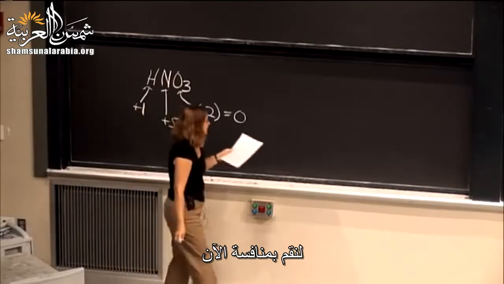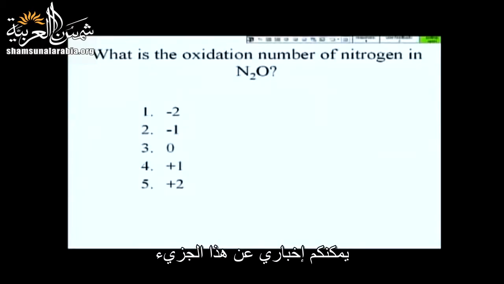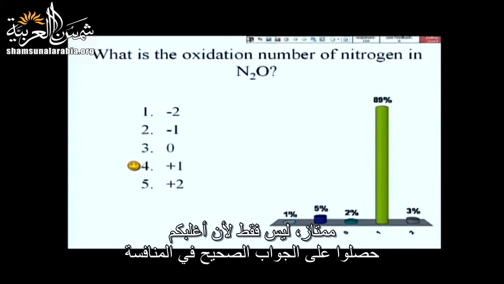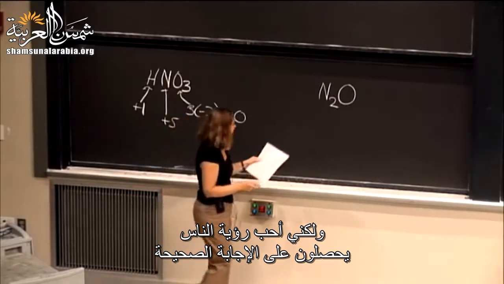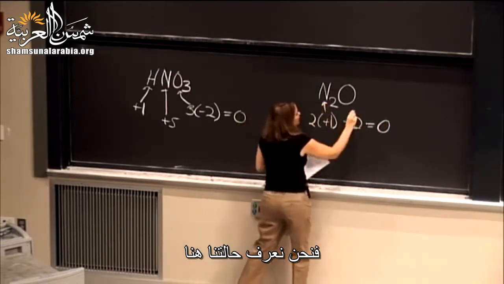All right, so you're very good at this. Let's bring in that clicker competition, and you can tell me about this molecule. All right, 10 seconds. Excellent. Not necessarily for the competition, since most people got it right, but I love seeing people get it right. So 2 times plus 1 minus 2 is 0, so we know our states here.